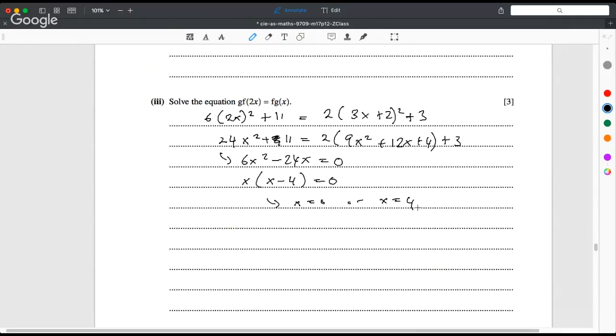And both of these are allowed because all we know is that x has to be greater than or equal to 0. And both of these fulfill that.